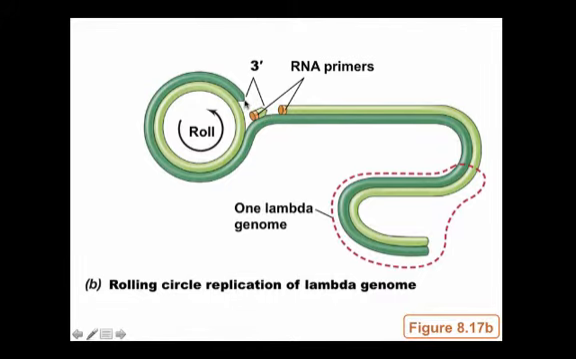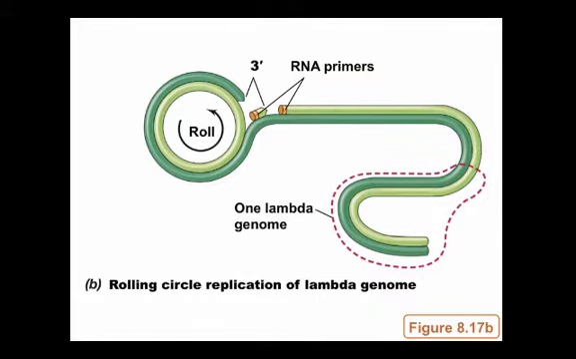You see, here's a 3' end. Anytime you have a 3' end in a template, DNA polymerases are real happy. So this DNA polymerase is just going to go and go and keep going around and around and make a whole big, long copy of your genome.